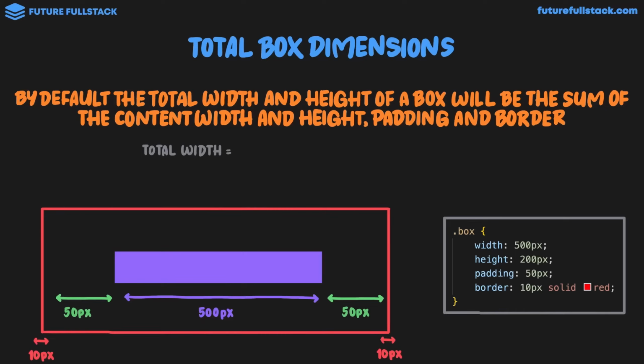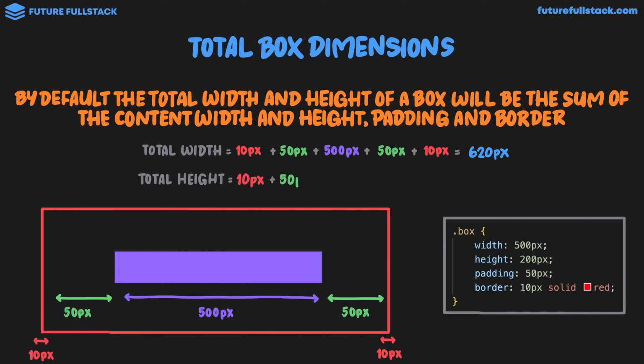So the total width of our element would equal 2 lots of 10 pixels from the border, 2 lots of 50 pixels from the padding, and then the content width itself, which is 500 pixels. If we were to add this all together, we would get a total width of 620 pixels. Now, if I were to do the exact same thing for the height, we would get a total height of 10 pixels plus 50 pixels plus 200 pixels, plus 50 pixels, plus 10 pixels, which would give us a total height of 320 pixels. I'm going to call the total width and total height calculated values.